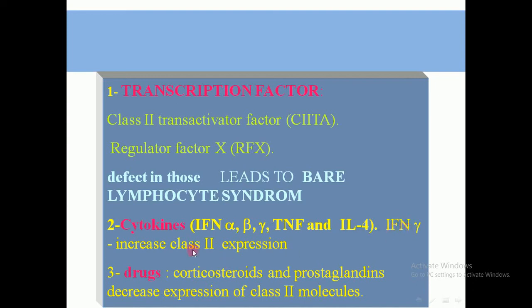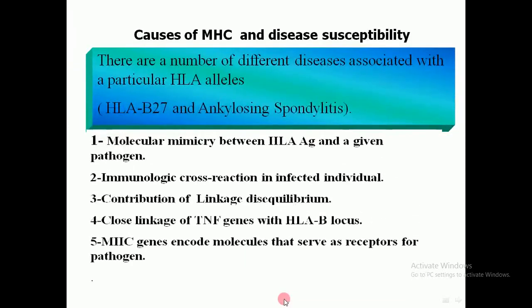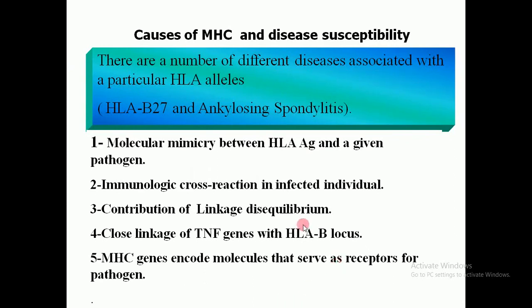Gamma interferon increases the class 2 expression. Drugs, corticosteroids and prostaglandins decrease expression of class 2 molecules. So using cortisone in high dose leads to decrease in immunity, and this is due to decreased expression of class 2 molecules. Causes of MHC and disease susceptibility.